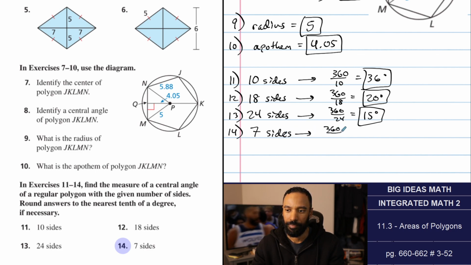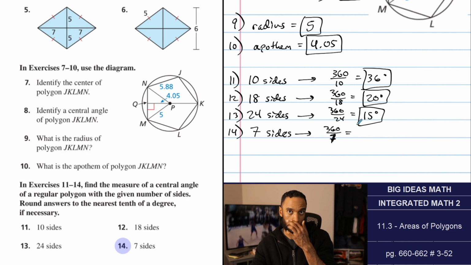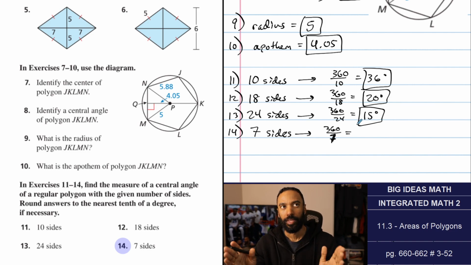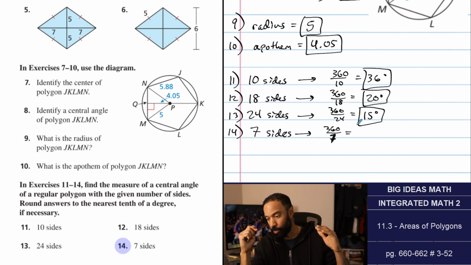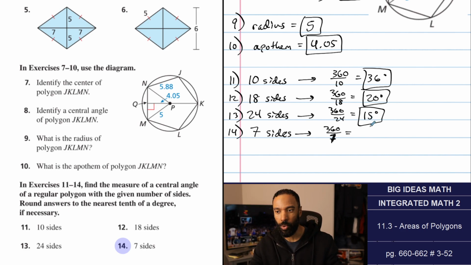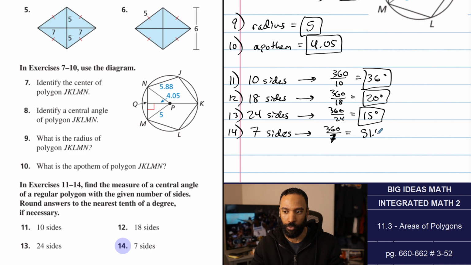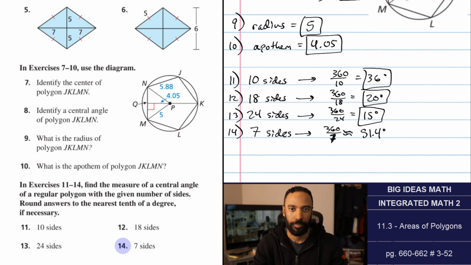360 divided by 7. Now, whoops, not 3. Now, 350 divided by 7 is 50, right? 357 is 51. 357 with a remainder of 3. 3/7 is around 0.42, so I'm going to guess it's around 51.4 degrees. I'm going to go use the calculator and figure that out right now.